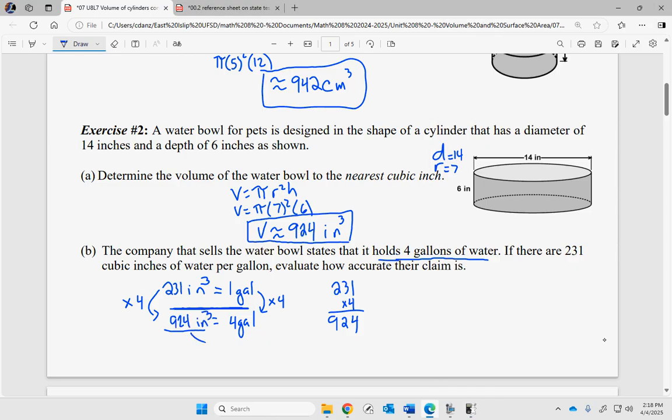And this 924 is the same as that 924. So evaluate how accurate their claim is. They were exactly right. Their claim is perfect. The claim is accurate.